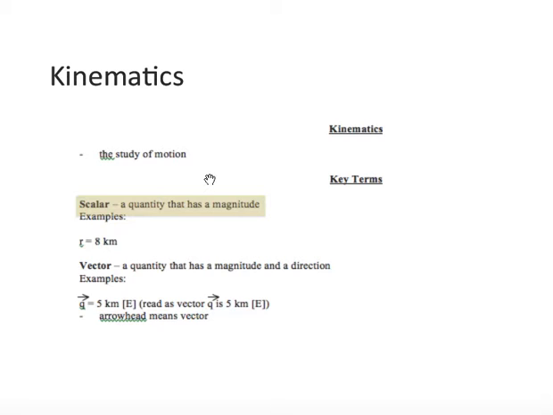And so before we can get into all those ideas, let's learn some of the fundamental terms for kinematics. Scalar is a quantity that has a magnitude. Some examples of scalars include mass, volume, time, and distance. A vector, however, is a scalar. But in addition to being a scalar, it includes direction.